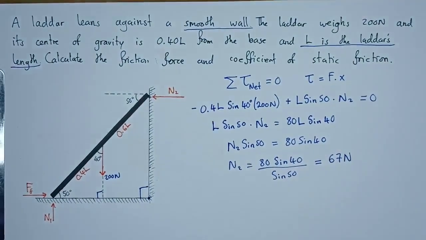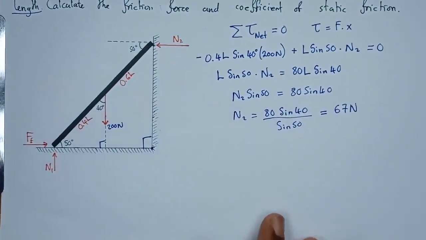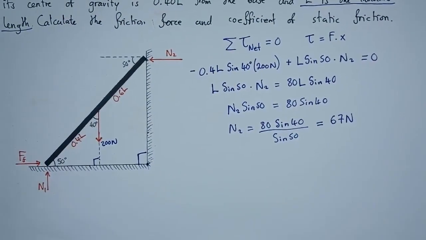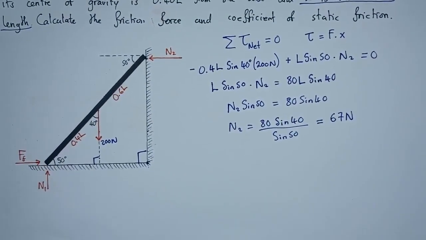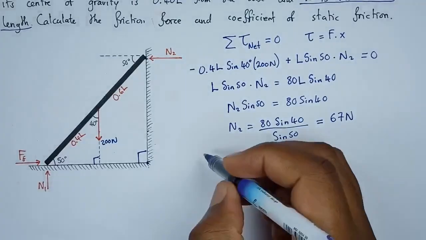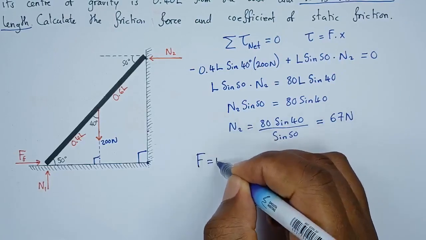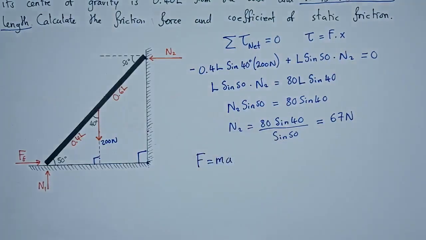Remember, we're looking for the friction force as well as the coefficient of static friction. If that's the case, we can go ahead and say, using Newton's second law of motion, that force is the product of mass times acceleration, like that.